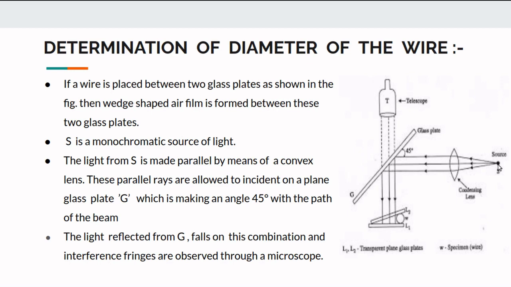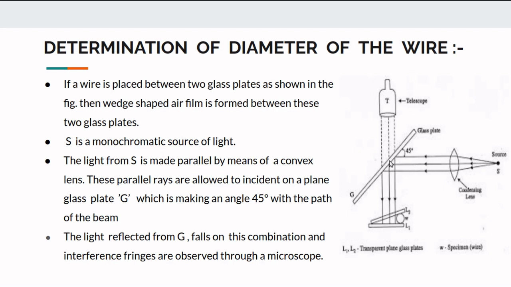S is a monochromatic source of light of wavelength lambda. Generally, a sodium lamp is used in this case, and sodium light is taken as monochromatic light. Monochromatic light is necessary for the formation of interference fringes. Therefore, sodium light is used, and the light from this monochromatic source is allowed to be incident on a convex lens. When S is at the focus of the lens, the rays become parallel after refraction.